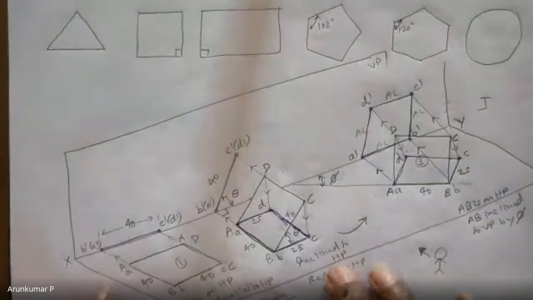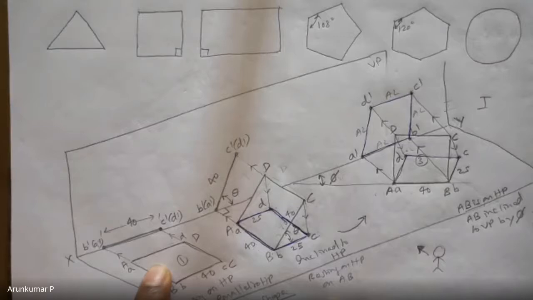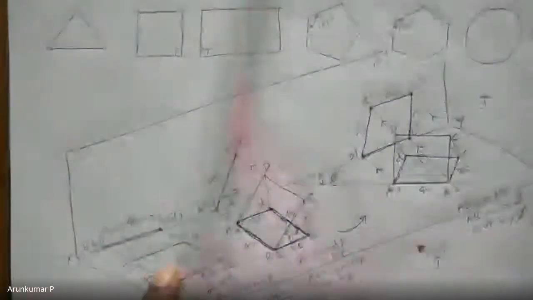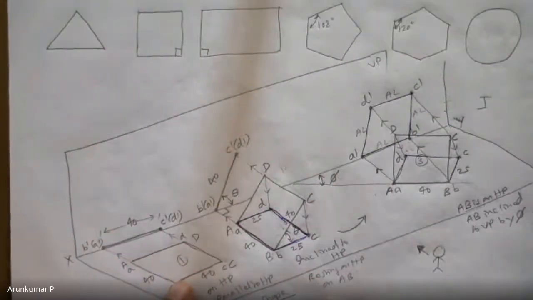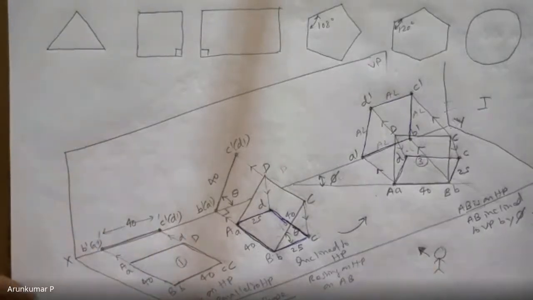It is given that you have a square lamina of 40 mm sides resting on HP on its side. So the first step is very clear. It is resting on HP. As you have seen, when it is resting on HP, what do you get in the top view? The square itself, whose size is 40 by 40. So in the first step, top view, you have to draw a square 40 by 40.